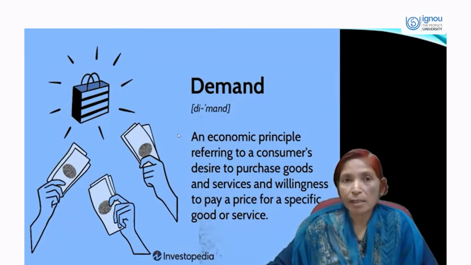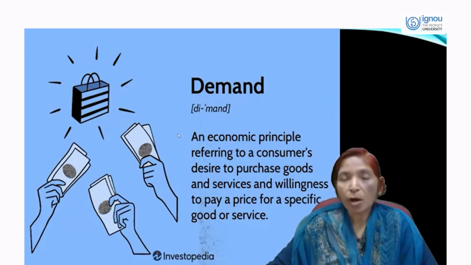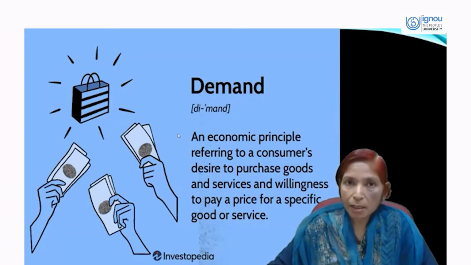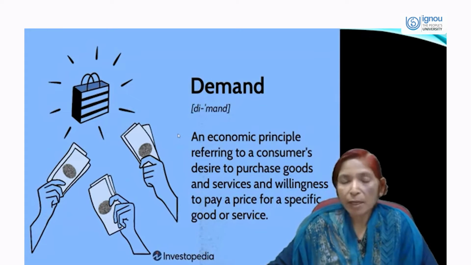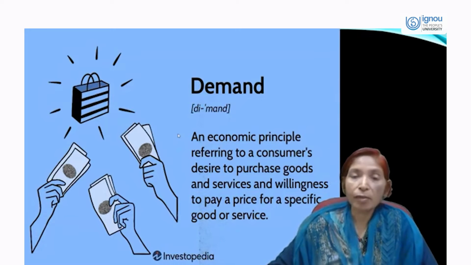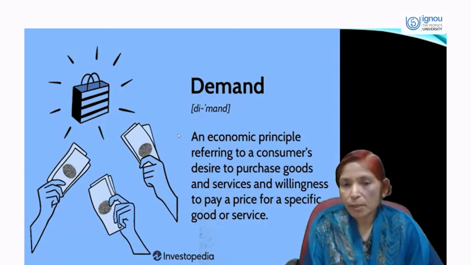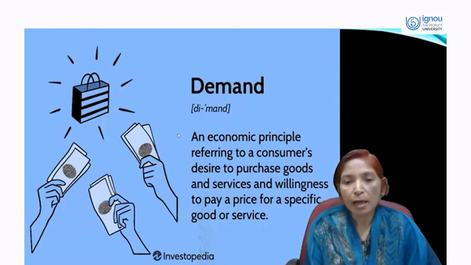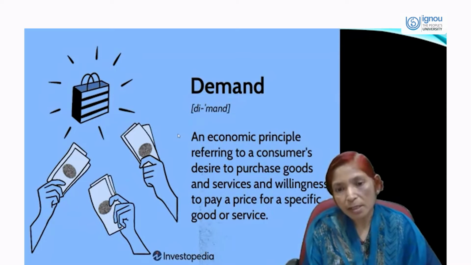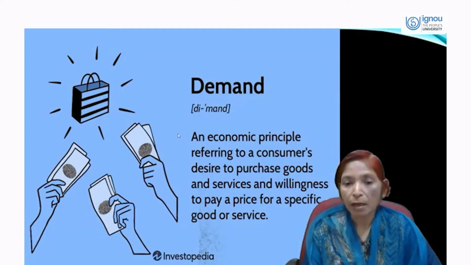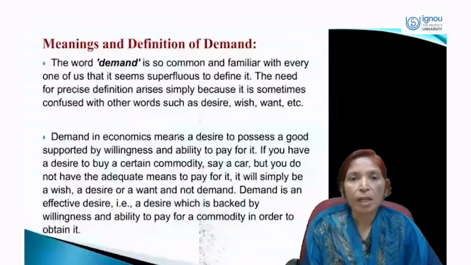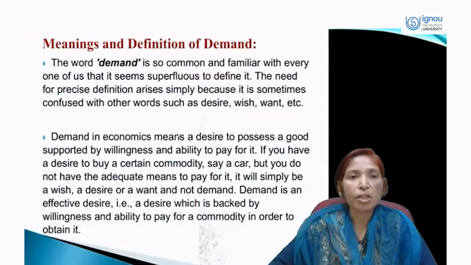So, four things: strong desire, the commodity should be available in the market, third is ability to pay, and fourth is willingness to pay. If you are willing to pay and to buy that commodity, then it will be called demand. So, demand refers to a consumer's desire to purchase goods and services and willingness to pay a price for a specific good or service. Next is the meaning and definition of demand.